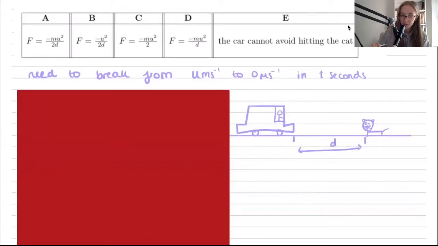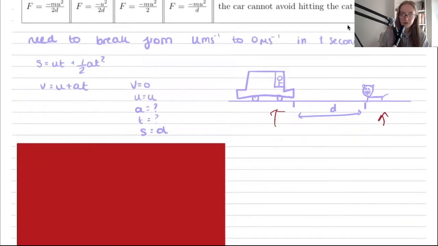And we need an expression for t. So I've just drawn a little diagram here of a car and a cat, and then that is the initial distance between them. If we set out our SUVAT equations, we can see that the values that we have are: we want our final velocity to be 0. Our initial velocity is u. We don't know the acceleration. We don't know how long it'll take, but we do know the distance.